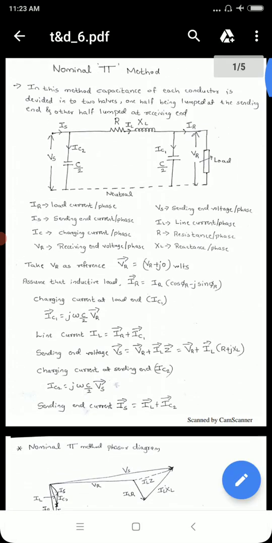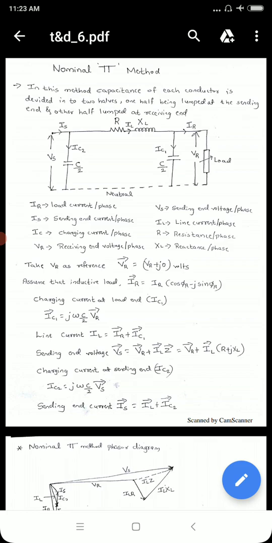So this is the method for finding the sending end current and sending end voltage using the nominal pi method. The T method is also very simple. In the pi method, capacitance is made into two halves, whereas in the T method, resistance and inductive reactance are made half. Here in the pi method, one half of the capacitance is used at the sending end and another half at the receiving end. In the case of the T method, the total capacitance is lumped at the midpoint. So this is regarding the nominal pi method.